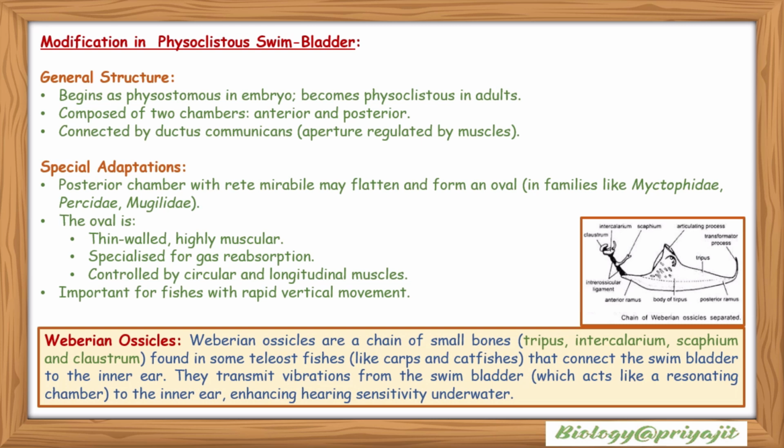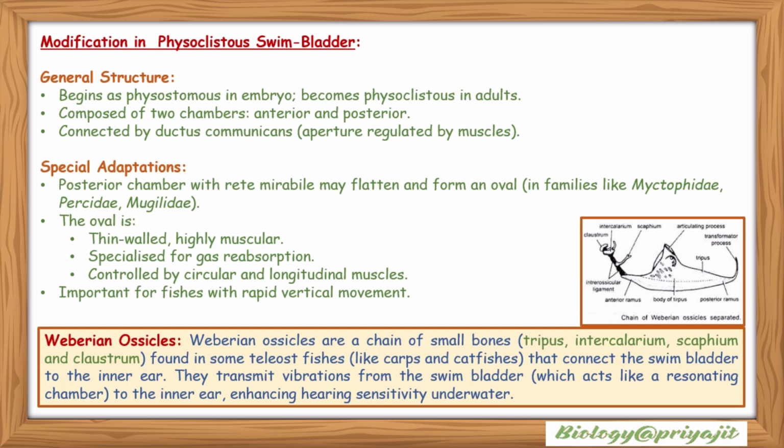Now we'll study modification in Physoclistus swim bladder. In Gadus, it begins as Physostomus in the embryo, and becomes Physoclistus in the adult. It is composed of two chambers, anterior and posterior. They are connected by the ductus communicans. The aperture is regulated by muscles.